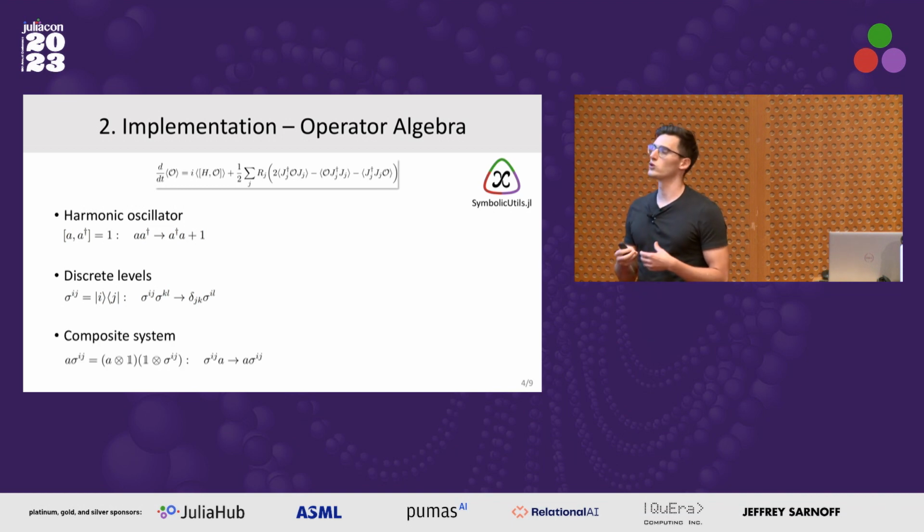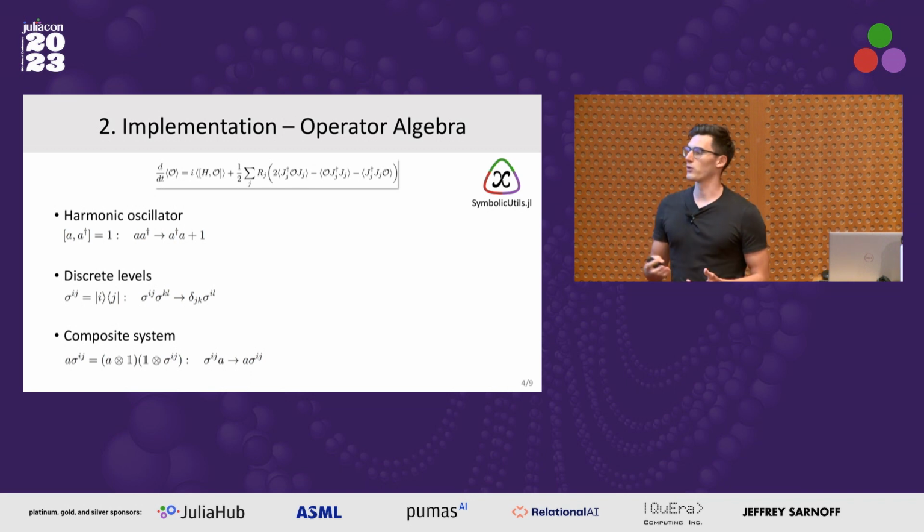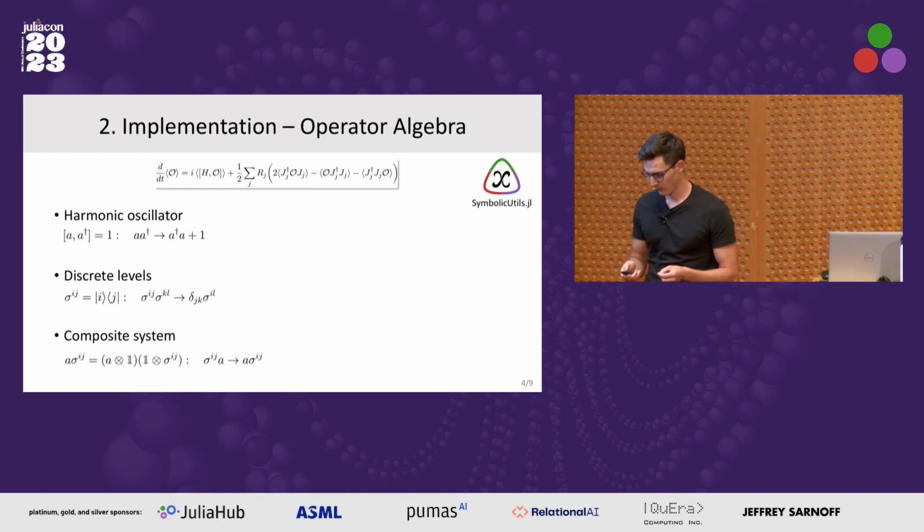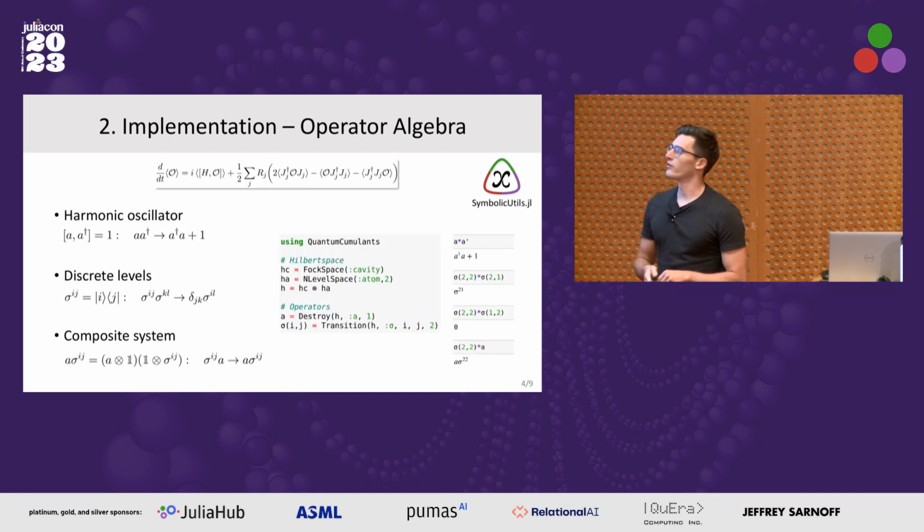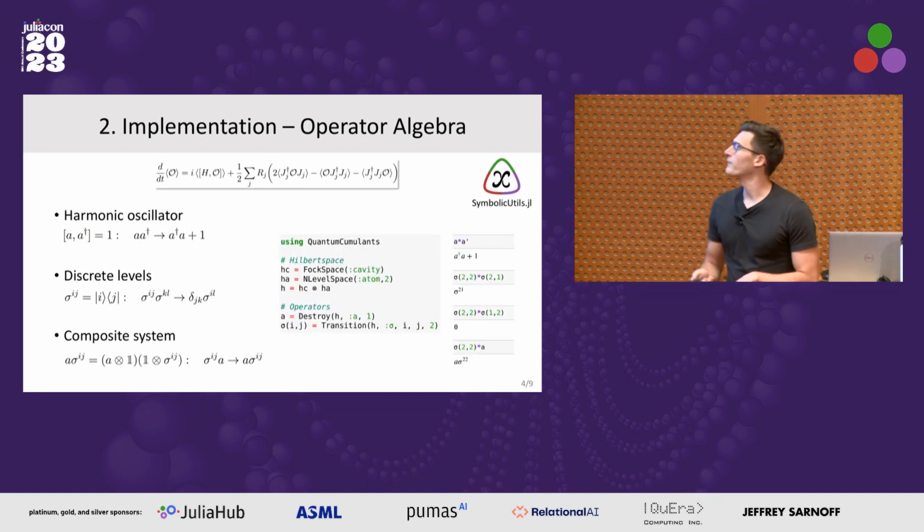Of course, we also want to deal with composite systems, so we want to build large systems with different subsystems, and to this end, we use the property that operators on different Hilbert spaces just commute, so we can always order these operators according to the Hilbert space. This means we do not really need to think about it, we just order them on the Hilbert space on which it acts non-trivially. Good. Within QuantumCumulants, it looks like this.